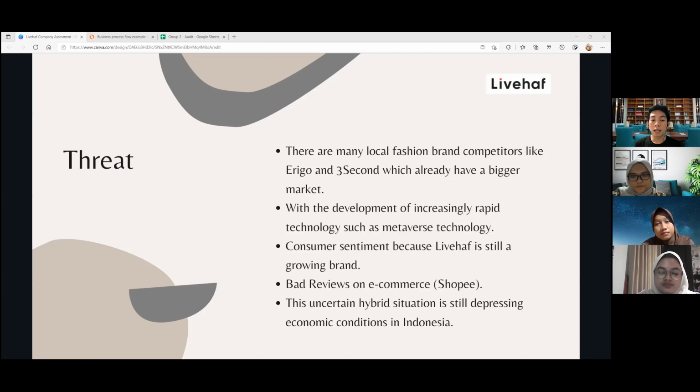And the last is the uncertain hybrid situation. There is still a depressing economic condition in Indonesia. Today it's COVID-19 and many people are not doing well with COVID-19, so it requires a large effort to optimize company expenses and income.